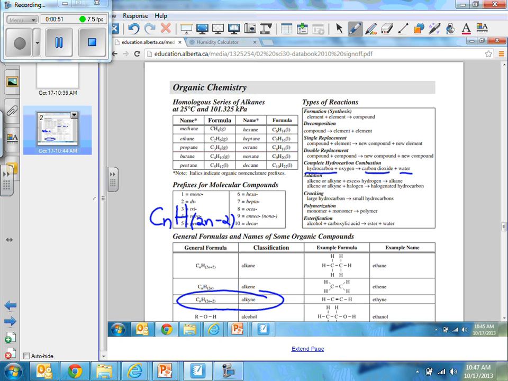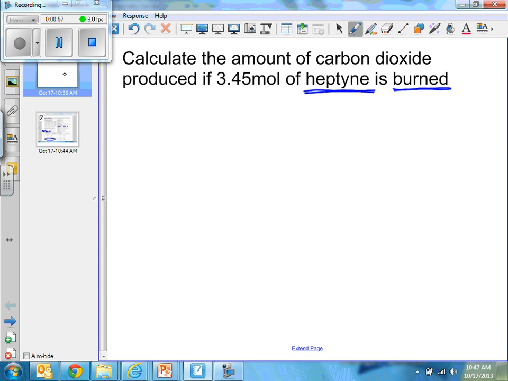CnH2n+2. So that means we take the number of carbons, double it, and add 2. So for heptane, that's 7 carbons times 2 plus 2 gives us H16. The rest of the equation is the same for every hydrocarbon, CO2 and H2O.